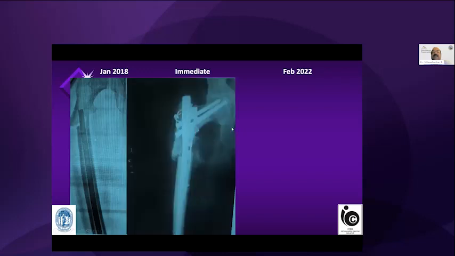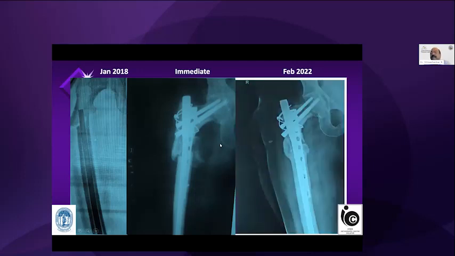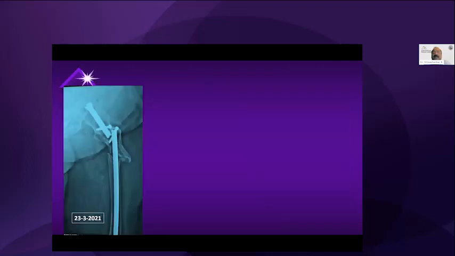This was a case of subtrochanteric fracture which was treated with a regular femur nail. The fracture broke, the implant broke. The surgeon decided to only remove the proximal portion of the nail. I ended up doing the next part, plate augmentation with nailing with PFN, and the fracture consolidated, as you can see.